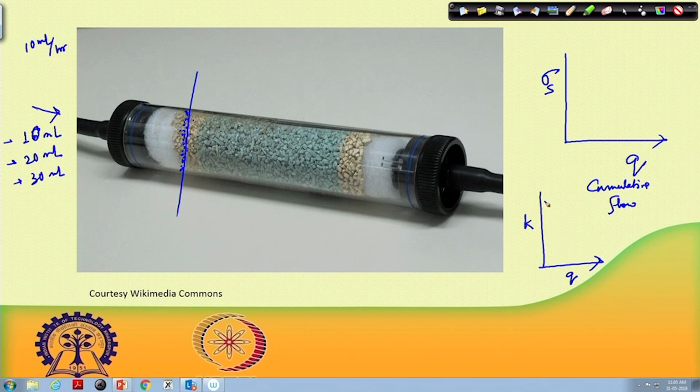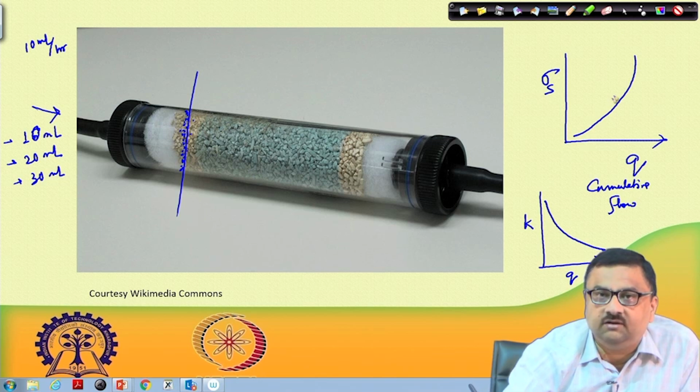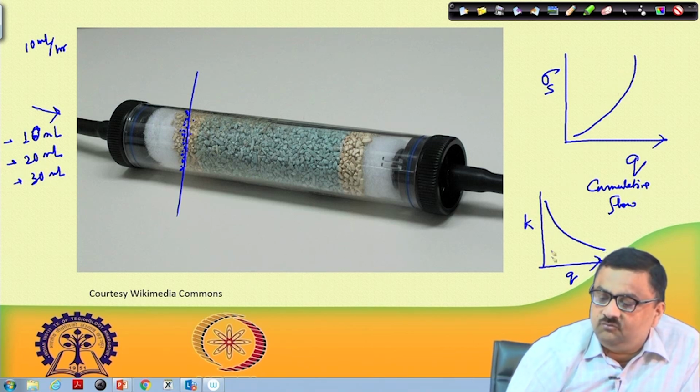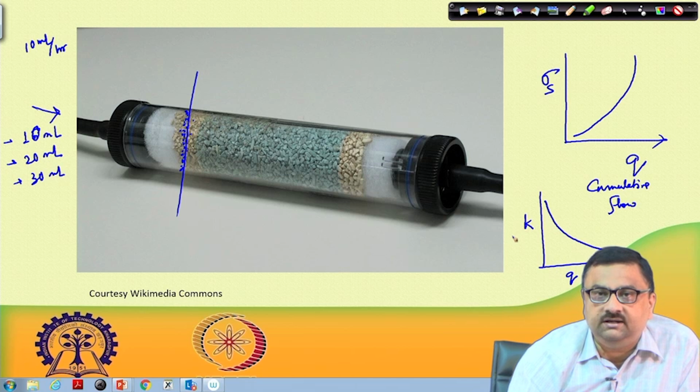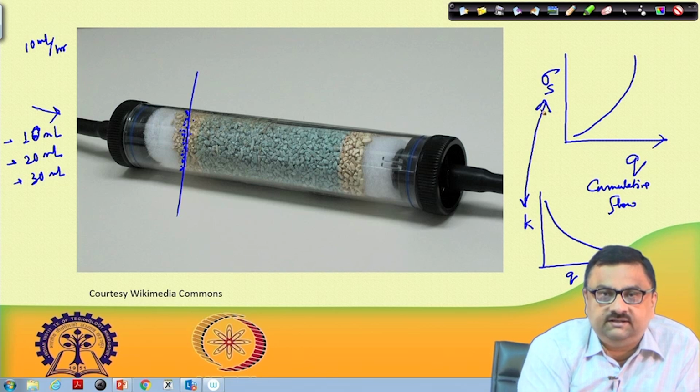So, permeability will decrease with cumulative flow. As flow takes place, permeability will decrease, whereas sigma s will increase with cumulative flow. That means, as cumulative flow continues, I expect more and more deposition, and more and more deposition means the permeability will decrease. So, there is a relation between permeability and sigma s, which is the deposition.